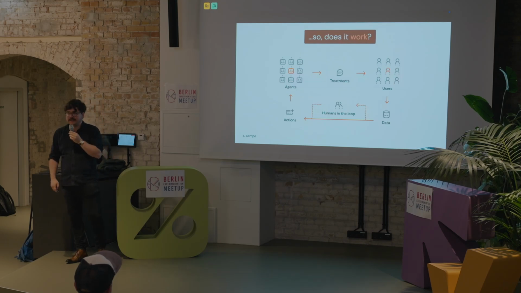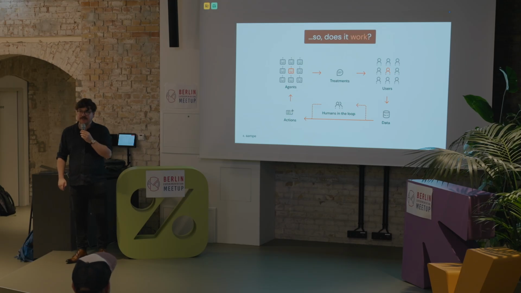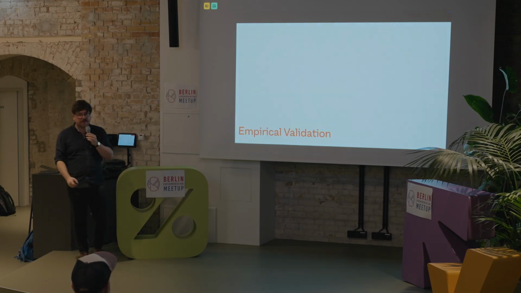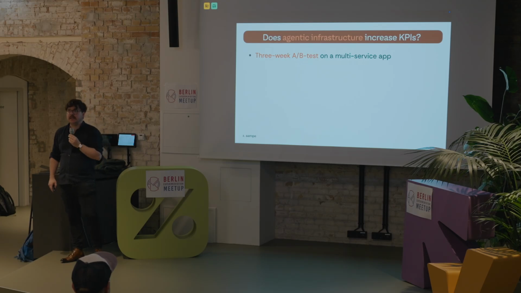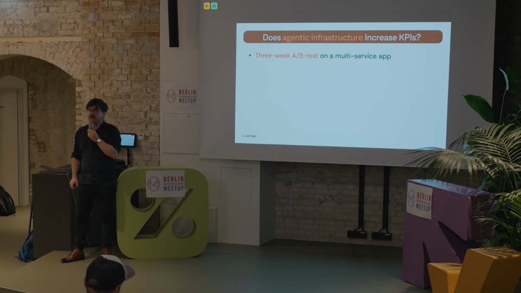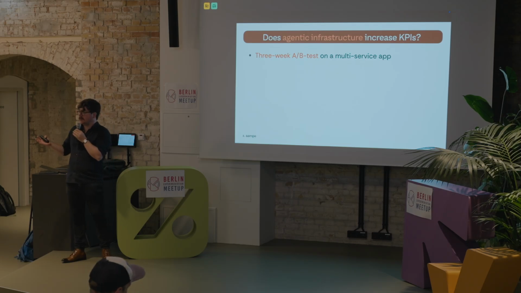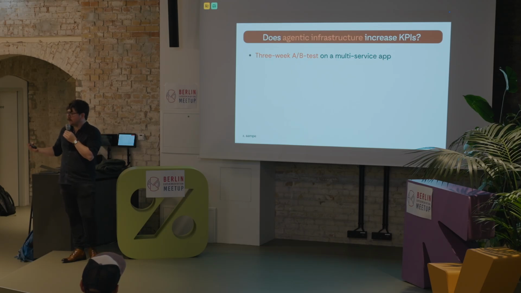So does this actually work? I guess that's the next burning question in people's minds. I'll briefly talk about some empirical validation that we had in the paper, where we're talking about a 3-week A/B test on a multi-service app. A certain fraction of the users was getting their legacy system, their control system, which is typically rule-based optimizations that have been iteratively optimized over years.